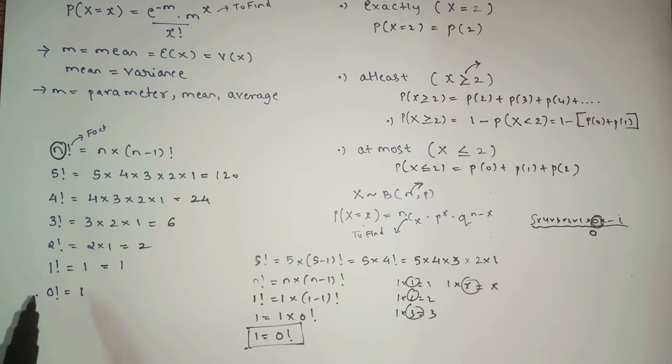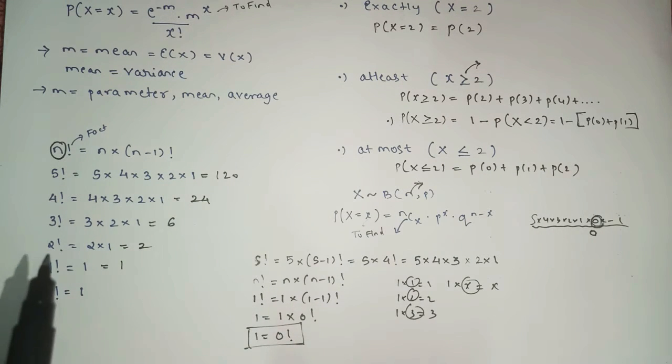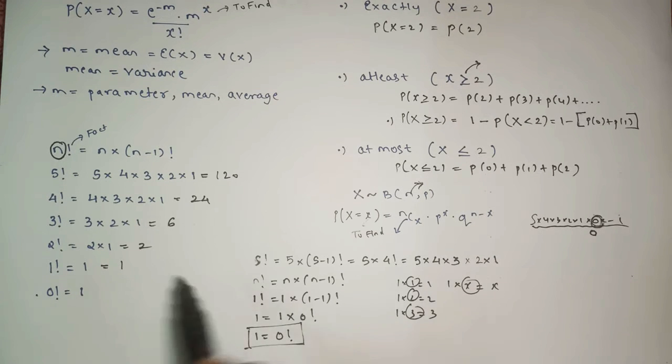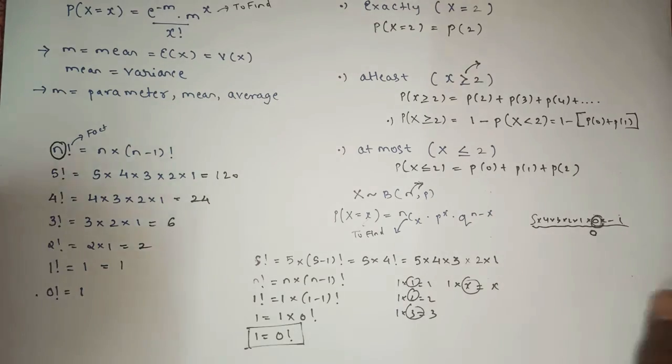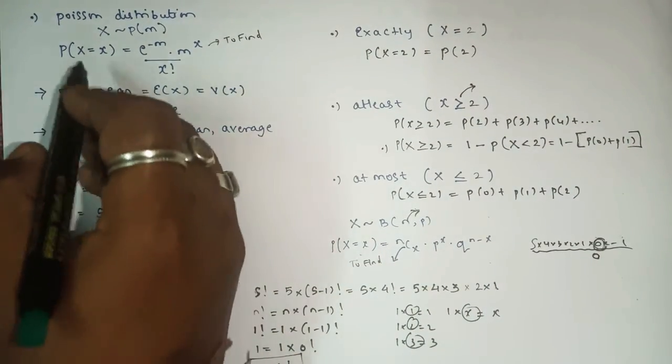0 factorial is not 0, because we cannot consider the value of any factorial as 0. Yes or no? So remember, 0 factorial is also known as 1. I had explained how we got 1. Okay, so once again we'll see the formula. The formula is very simple.